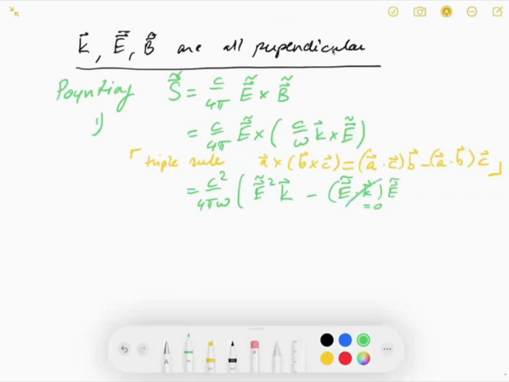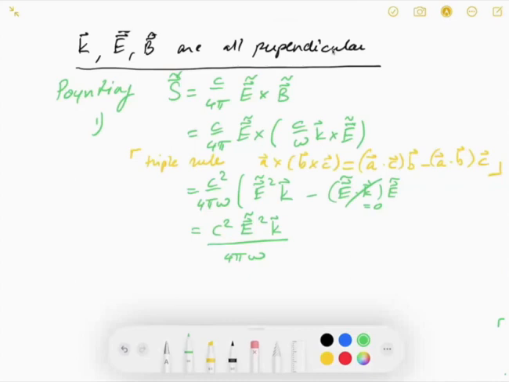So that's 0 because they're perpendicular. So we get our C squared E squared K vector over 4 pi omega. And I want to simplify this a little bit.